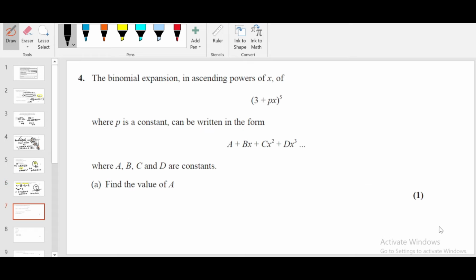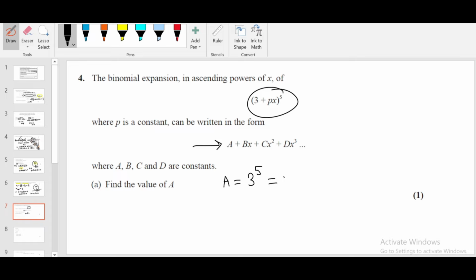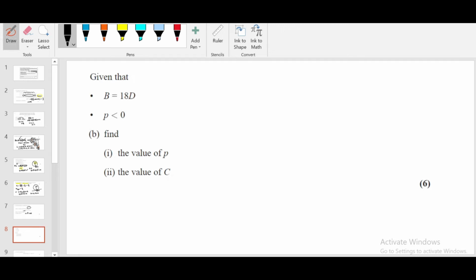This is from chapter 4, binomial expansion, chapter 3 or 4. You have 3 plus px power 5 can be written in this form. Find the value of a. A is the first term of this binomial expansion. First term will be a power n, 3 power 5. 3 power 5 is 243. It's just a 1 mark question. Let's move on to part B.